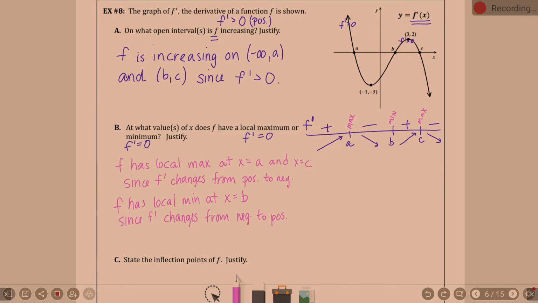Should have set this page up differently. Okay. C asks us to state the inflection points, right? Okay. When do inflection points happen? Inflection points are when the concavity changes, or so when the second derivative equals 0. So inflection points, we're looking for second derivative equals 0.